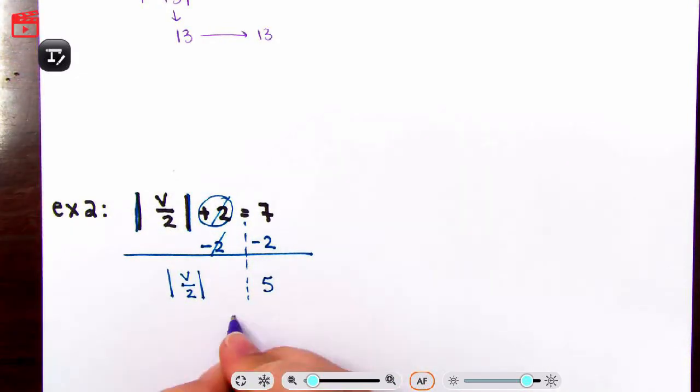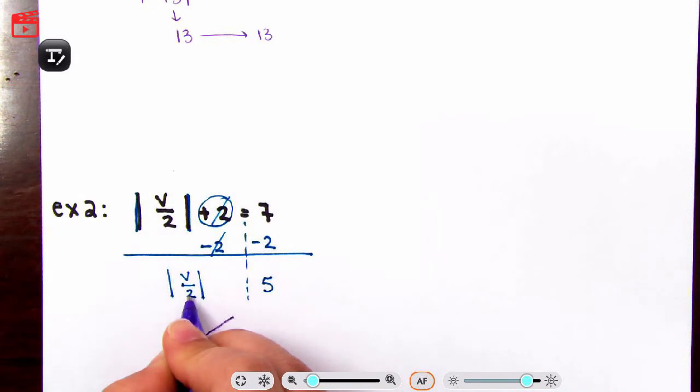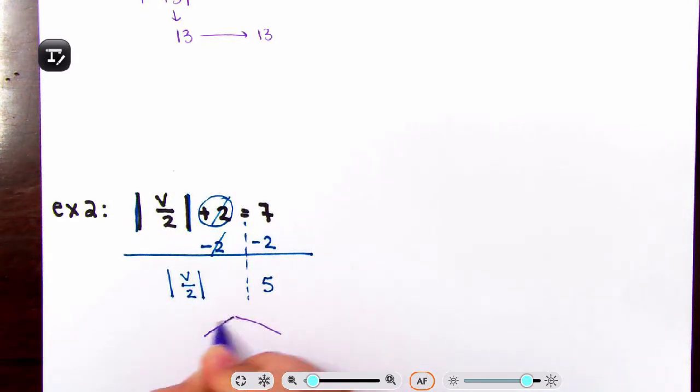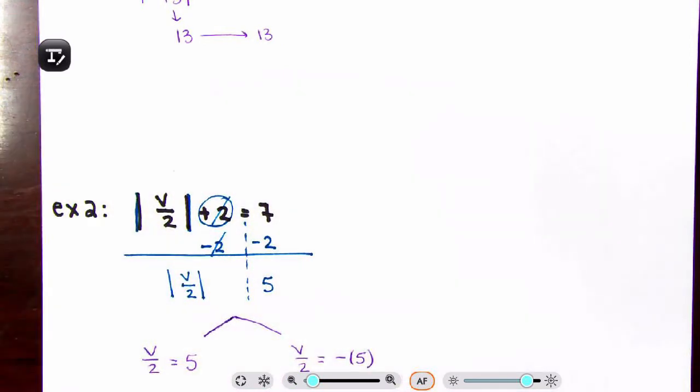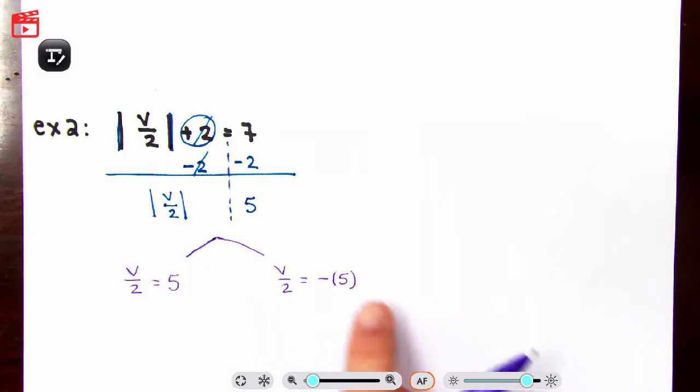Now we split this up. Since v divided by 2 is on its own, we have isolated our absolute value. So now we're going to separate this out. I have v over 2 is equal to 5, and I have v over 2 is equal to negative 5. Again, I'm just showing you to put the negative in a parenthesis. If it's just a number, it will just be a negative number. However, we will see an example where you're going to have to distribute. So let's go ahead and continue solving.